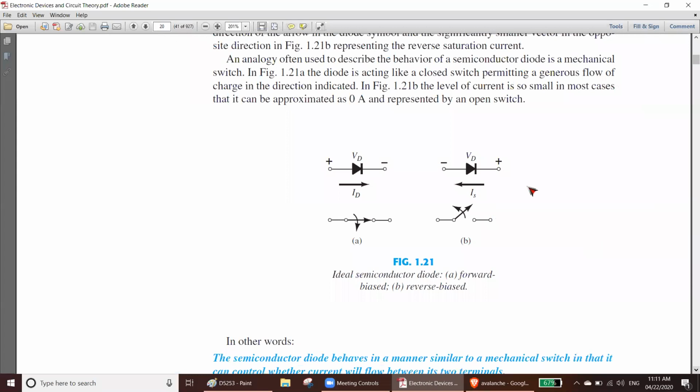Okay. Now this is a summary. Summary means when current tries to go from positive to negative, it is okay. The current can go. When the current tries to go from this point to this point, the current cannot go. So the circuit is open. The circuit will remain open. So that is reverse bias.